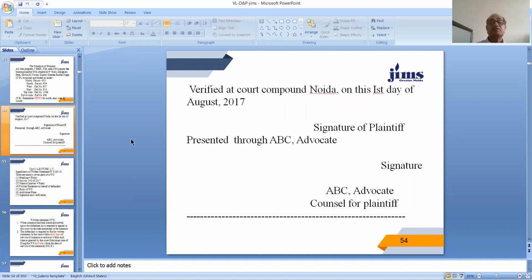Then where you have done this verification, verified at Court Compound, Noida, you will have to write down the place. Verified at Court Compound, Noida, on this first day of August 2017. This is the date of signing and verification of the plaint. Again, after verification, the signature of the plaintiff is to be appended. And since this plaint has been drafted through some advocate, you will write down presented through ABC advocate. And then ABC advocate, the counsel concerned, will also put his signatures on the plaint. So these are the important ingredients of the plaint.